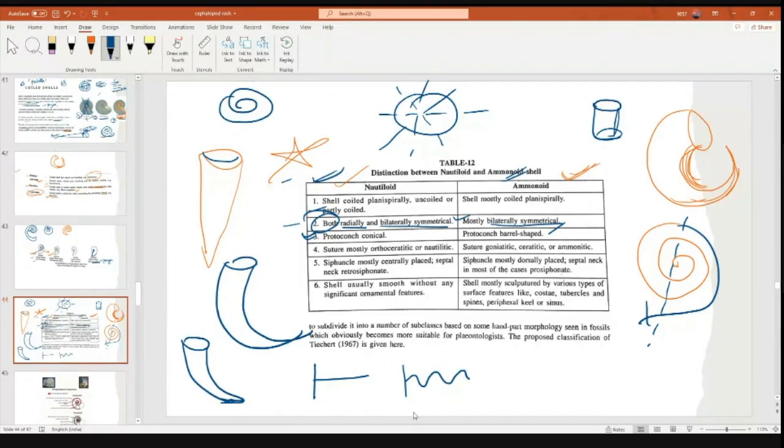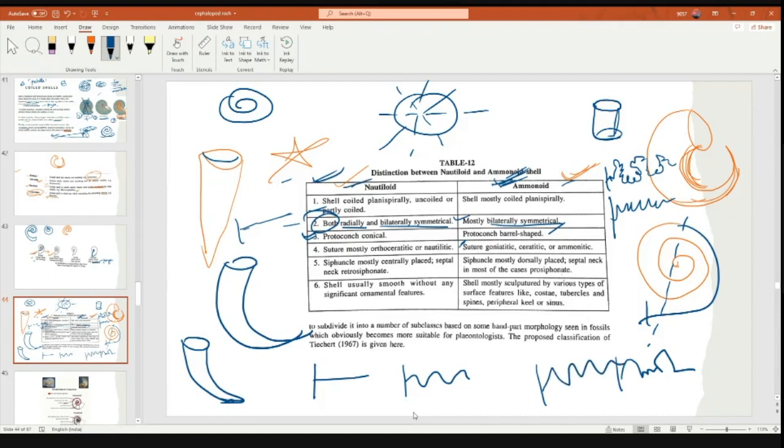But in the case of ammonoid, what did we see in ammonoid generally? Ammonitic suture, right? On this basis we call it ammonitic suture. So it will be goniatitic or ceratitic and ammonitic. All come under the ammonitic suture. Generally, nautiloid shows just a straight suture, right? But in the case of ammonoid, they show some kind of irregularity, sometimes ceratitic, sometimes goniatitic. But in the case of nautiloid there is not that much irregularity.